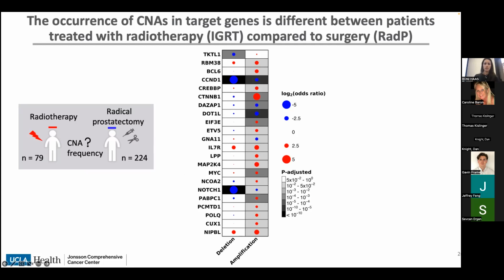And as you can see here, all genes that are listed here were affected. So that means that the red dots mean that there is a higher frequency of mutations in these driver genes in people that were treated with radiotherapy compared to surgery. So that means that patients that are treated with radiotherapy have higher risk to have mutations in the top target genes that we found.